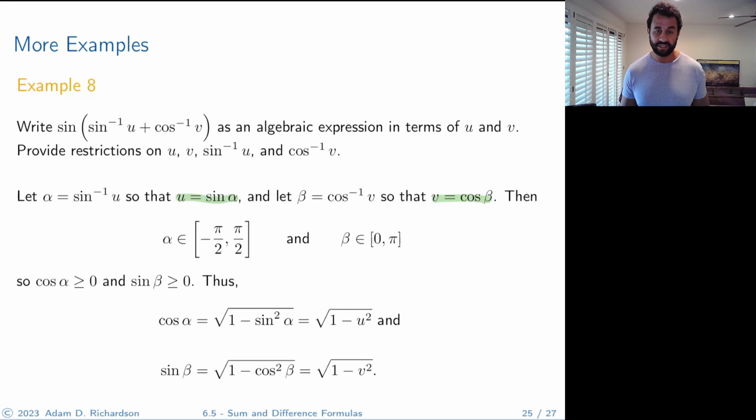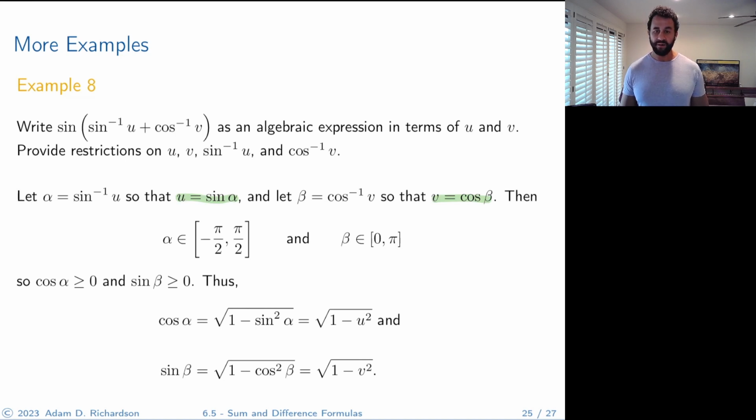So if we are saying that alpha is sine inverse of u, implicitly we have that alpha has to be within this interval of angles. Otherwise, we can't even have the inverse trig function. Same thing with beta, right? In order for cosine inverse to be well defined, we had to restrict the domain to be 0 to pi. So that means that beta is between 0 and pi.